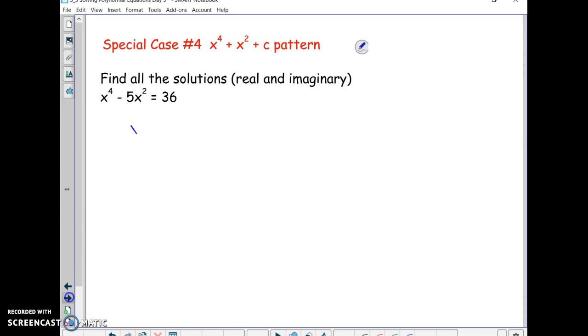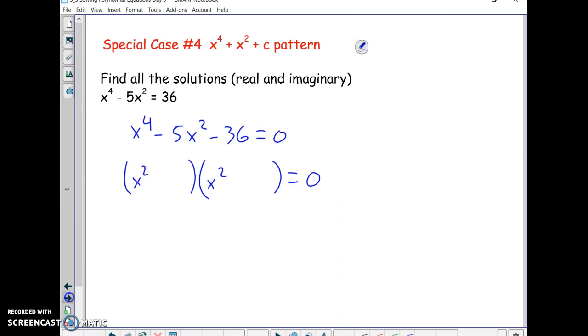All right, so first step is subtract 36 from both sides. Okay, and now we've got our 3 terms with that same pattern where it starts with x to the 4th. So I'm just going to factor it and put x squared and x squared. It has to multiply to -36 now, the other 2 numbers multiply to -36 and add up to -5. Because it's -36, I know it has to be one positive and one negative factor.